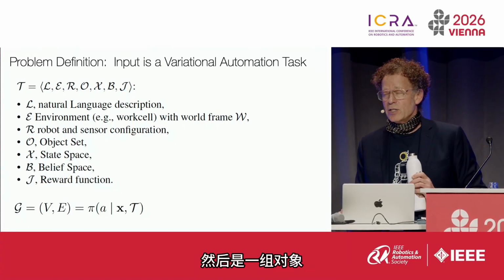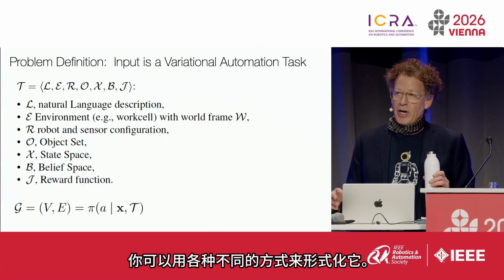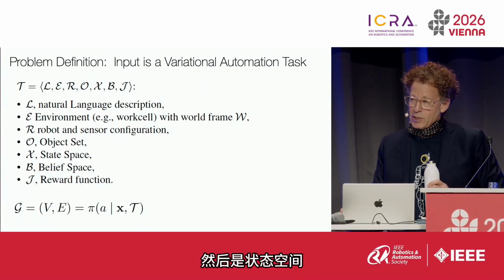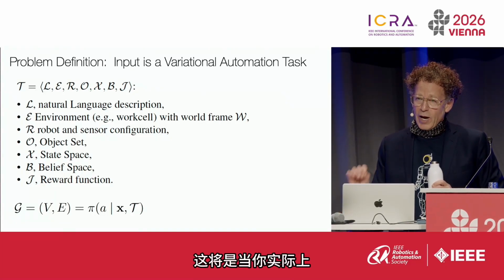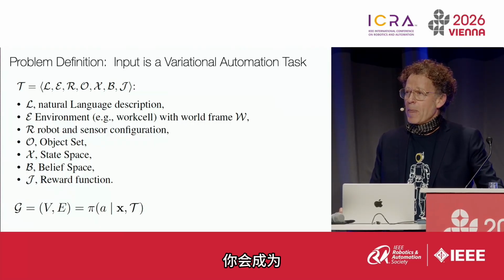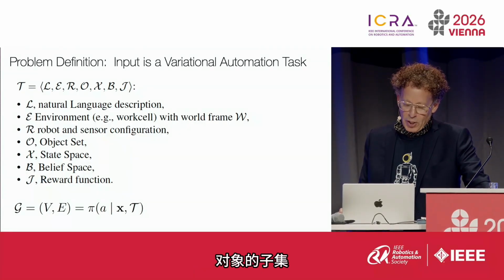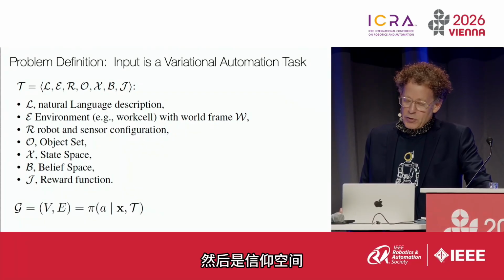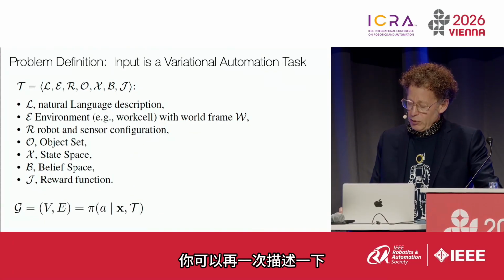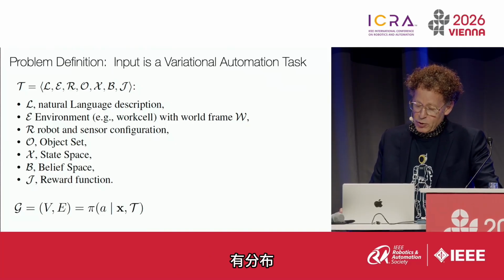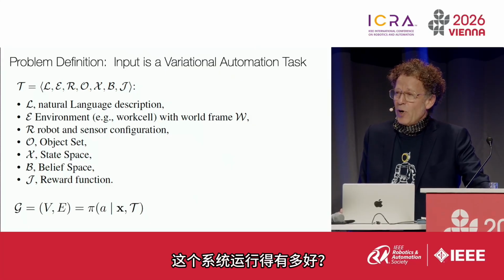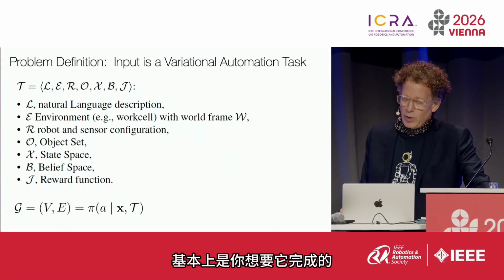And then there's a set of objects. Again, you can formalize that in a variety of different ways, but you know the set of objects, the class of objects you're going to be dealing with. And then there's a state space, which is, when you're actually performing one of the variational automation tasks, you're going to be working within a state space of a subset of the objects and robot states. Then there's a belief space, which is all the possible states that you can encounter. And again, you can characterize that, maybe with a distribution. And finally, there's a reward function. It characterizes basically how well that system is going to work, basically what you want it to accomplish.